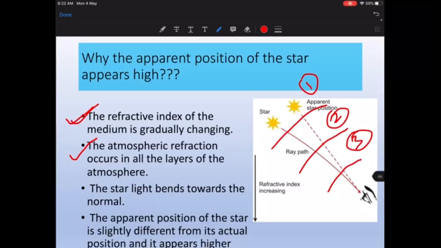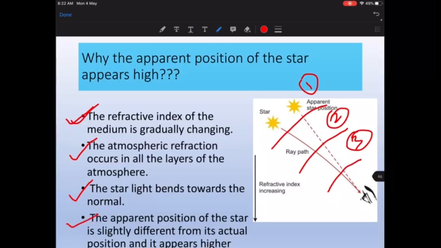What is refraction? I told you refraction happens only when light travels from one medium and enters a second medium. Here the medium is changing every time. So you have to write that atmospheric refraction will occur in all the layers. Next, the starlight will bend towards the normal. Every time it is going to bend towards the normal, because the light is traveling from a rarer medium to a denser medium. That's why it will always bend towards the normal.